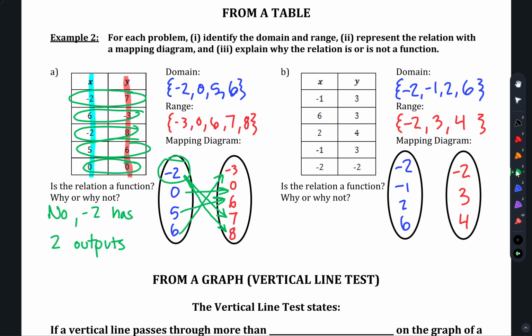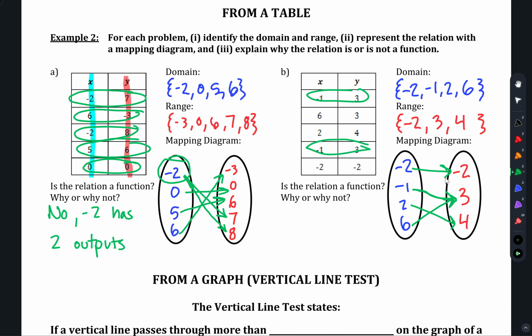Let's see what happens. -1 pairs to 3. 6 pairs to 3. Is that okay? Can I have 2 numbers pointing at the same output? That's fine. 2 goes to 4. Or sorry, +2 goes to 4. -1, can I have another arrow starting here like this? Can I point it at 3? Is that okay? Is that 2 different arrows pointing away from -1? It's the same arrow, so that's fine. These 2 are the exact same pair, so I'm cool with that.